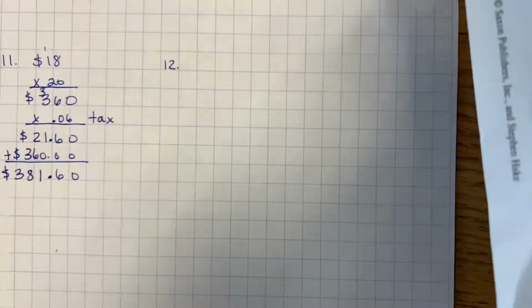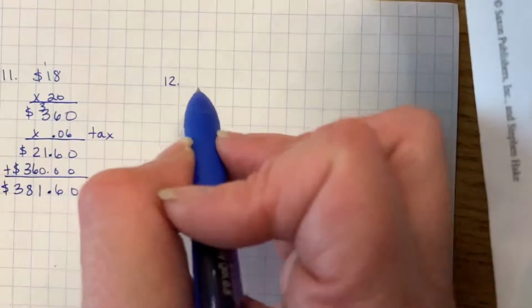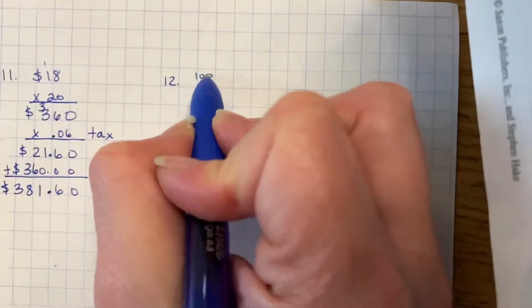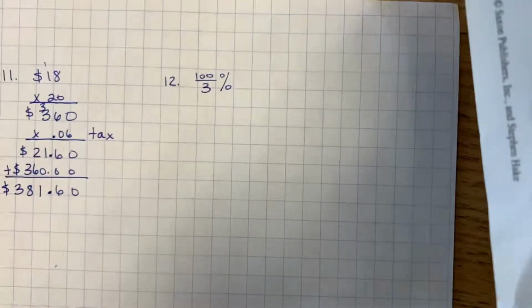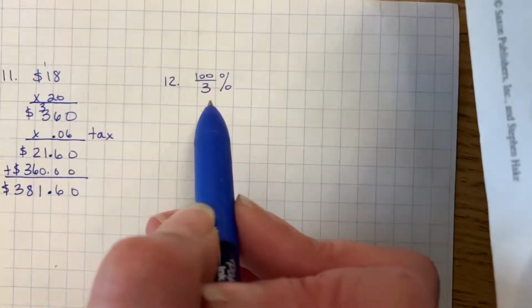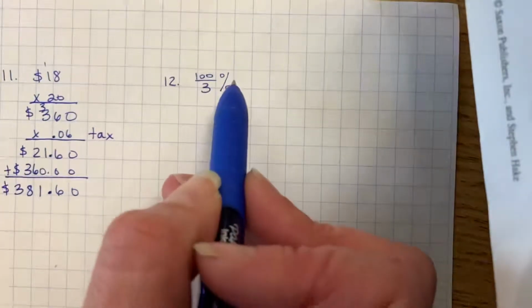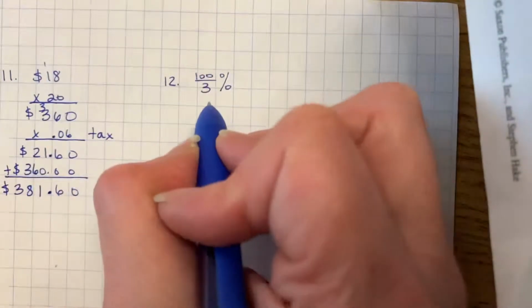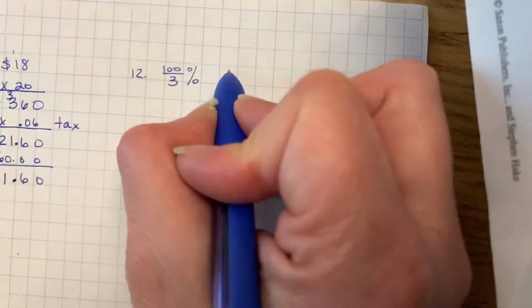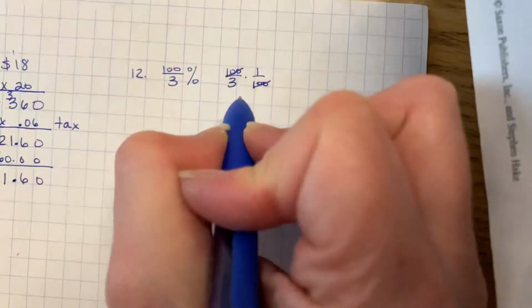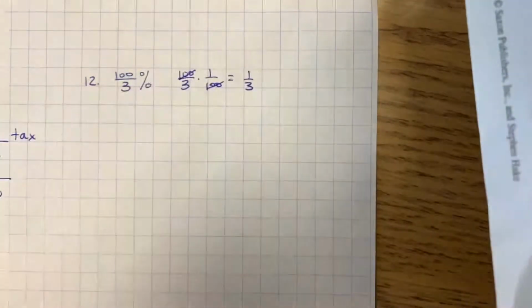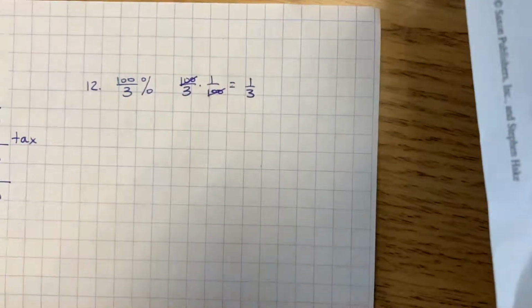Number 12 says, what is 33 1/3% of $42? All right, 33 1/3%. 33 1/3 is like 100 thirds. And remember, we've got percent. So think about this, and we are going to take that times percent is like 1/100. So 100 thirds times 1/100. These cross out, and I'm going to get 1/3. That is my fraction for 33 1/3%.